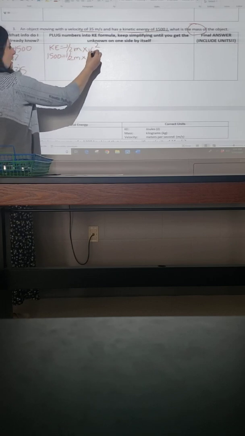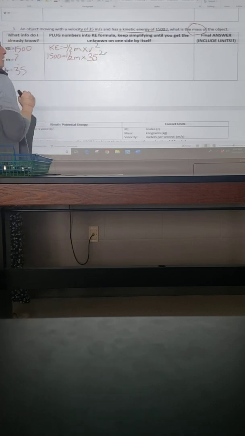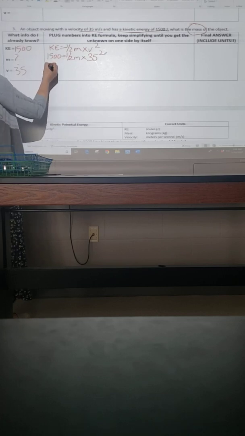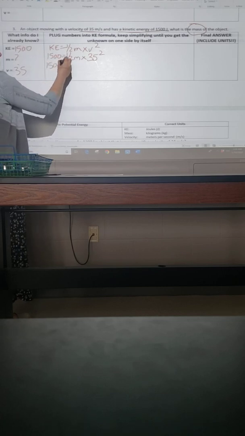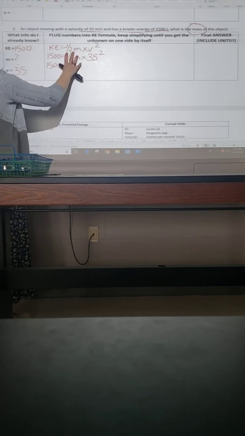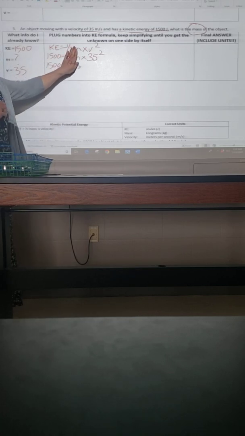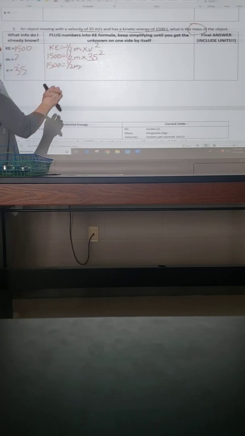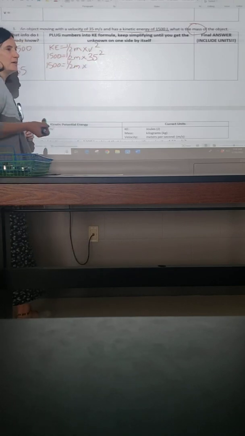V is 35, so I'm going to make sure I include the square. Now I simplify. I cannot do anything with my 1500, so I'm going to wait. This is what I'm talking about. Don't do anything with the 1/2 yet. Just leave it be. What is 35 squared?